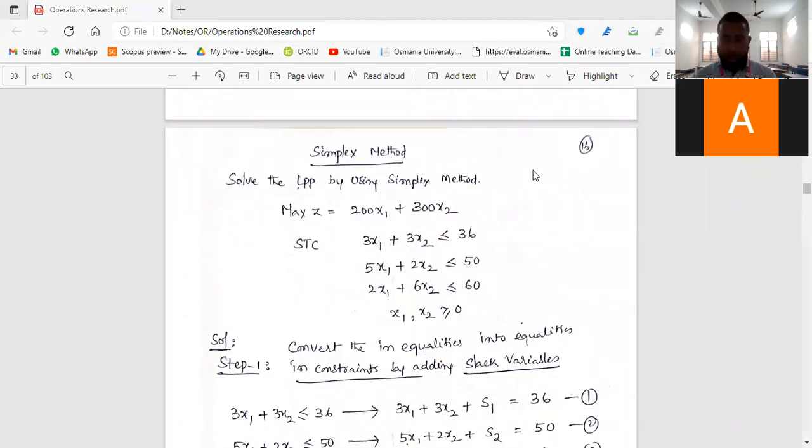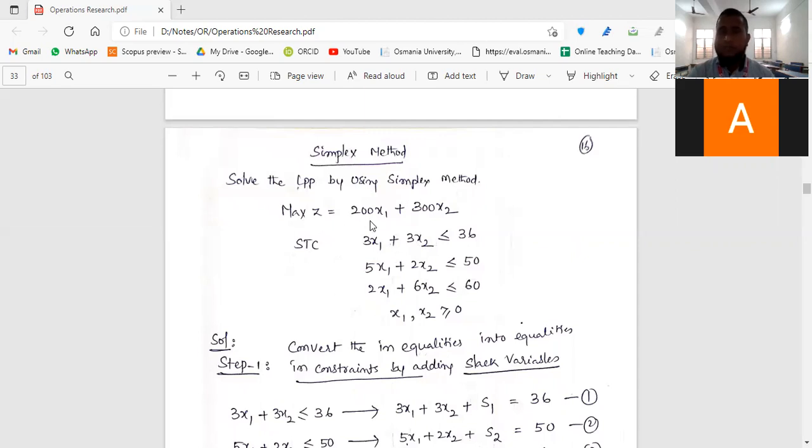So dear students, in the offline classes, we were discussing the simplex method. As you know, there are two methods to solve the linear programming problems. One is graphical method, another one is a simplex method. In the graphical method, we have only two constraints. So you can see the problem model here.